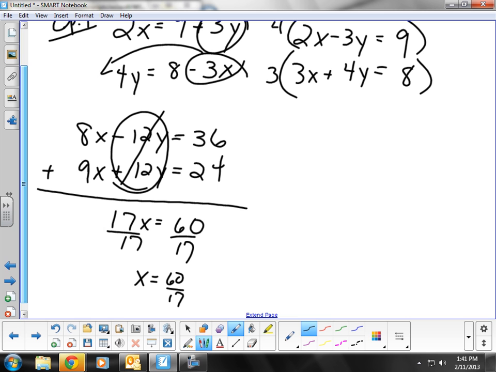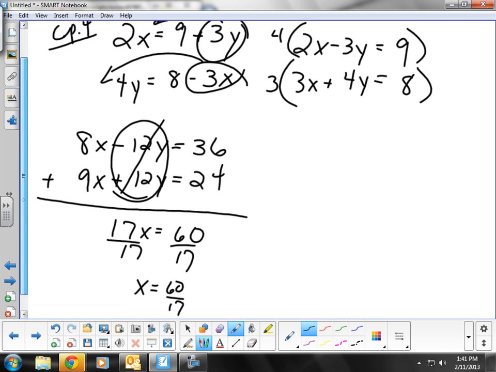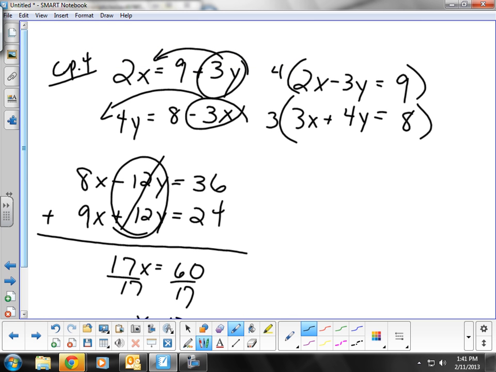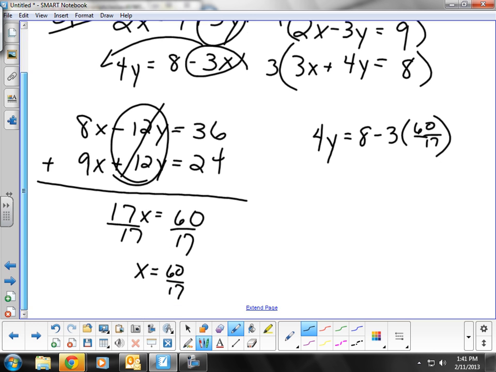Now what do I have left to do? I've got to solve for Y. And so I've just got to go back into one of the original equations, before you start moving anything around. So I'm going to take this one that says 4Y is equal to 8 minus 3 times 60 over 17. So this is already solved for Y, except for the fact that I'm going to have to divide by 4 at the end, right?